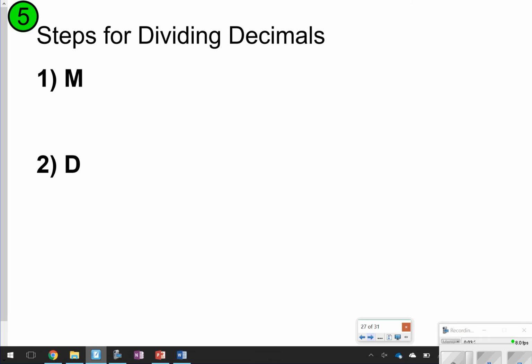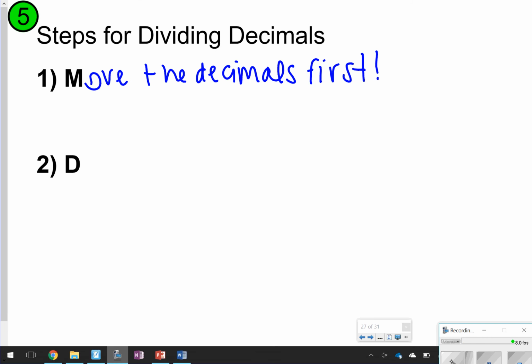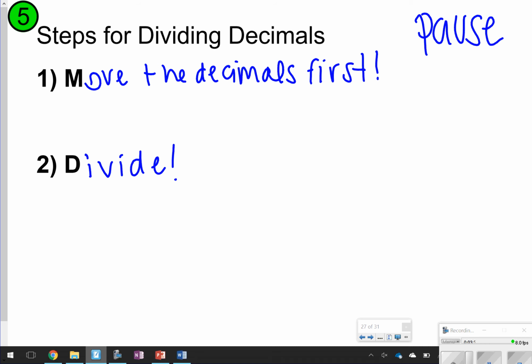Next one we're going to talk about is how to divide decimals. The first step will be to move the decimals first. Once you move the decimals, then you can divide. Go ahead and pause the video, copy down the steps, and then once you're done, click play to see an example done.